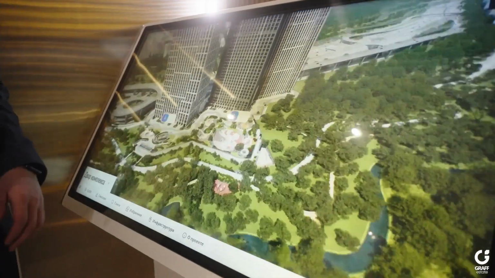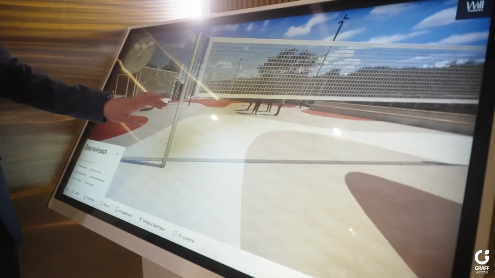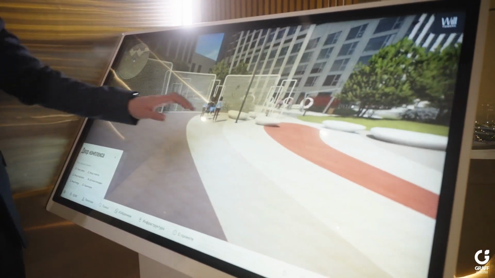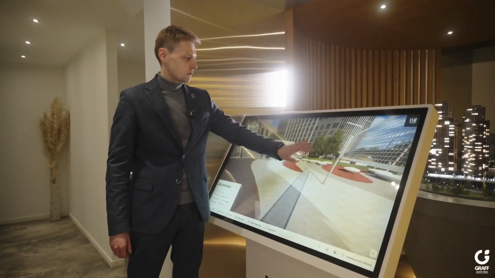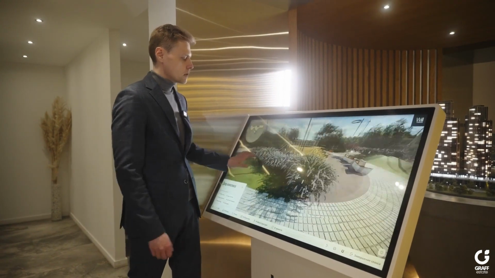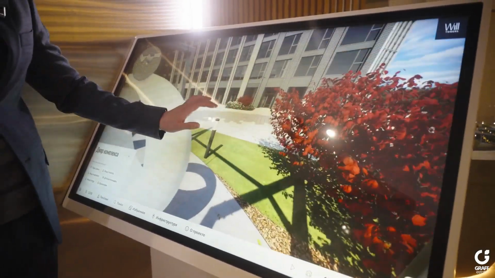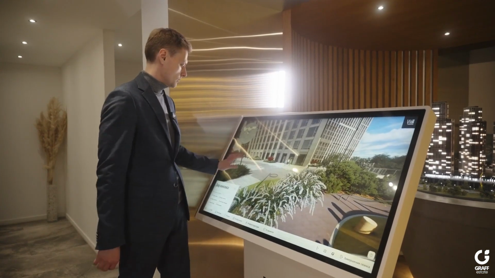And we can take a walk around the landscaped areas, in this case the children's playground. The first time we are accompanied by instructions, but after that they won't bother us anymore. And we can walk around and look at the landscaping. Moreover, the landscaping plan matches what the developer will actually use. The planting plan also corresponds to the actual planting plan.